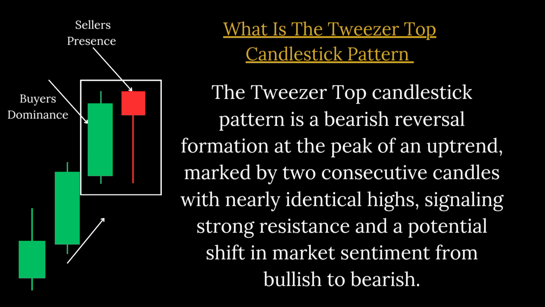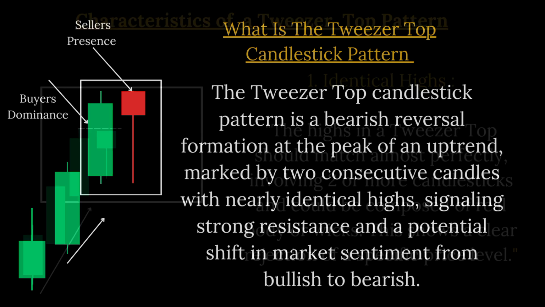What's the psychology behind its formation? In an uptrend where buyers are in control, pushing prices higher, the first bullish candle represents their dominance. However, at the same price level, sellers enter with full force during the second candle, halting the uptrend completely. This creates a double rejection at a specific price, signaling a potential reversal as the market couldn't form or sustain a new high.